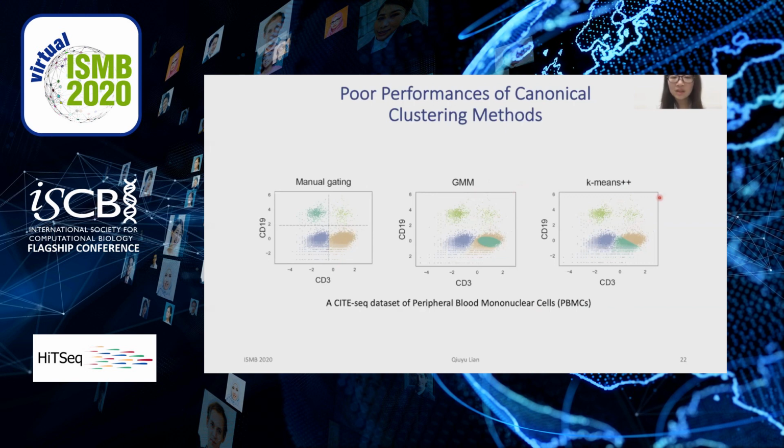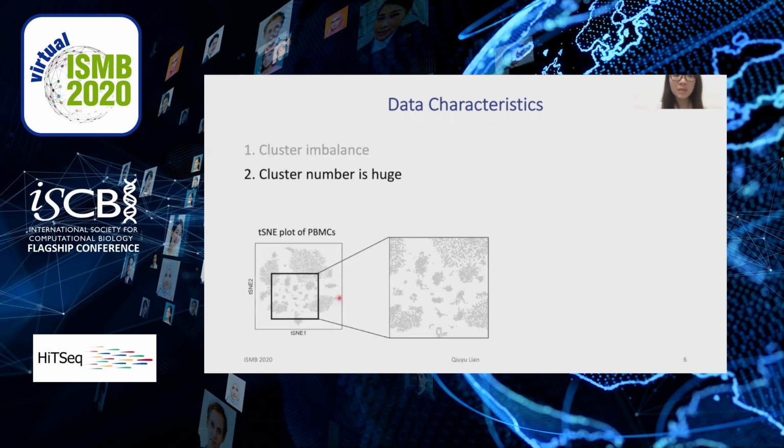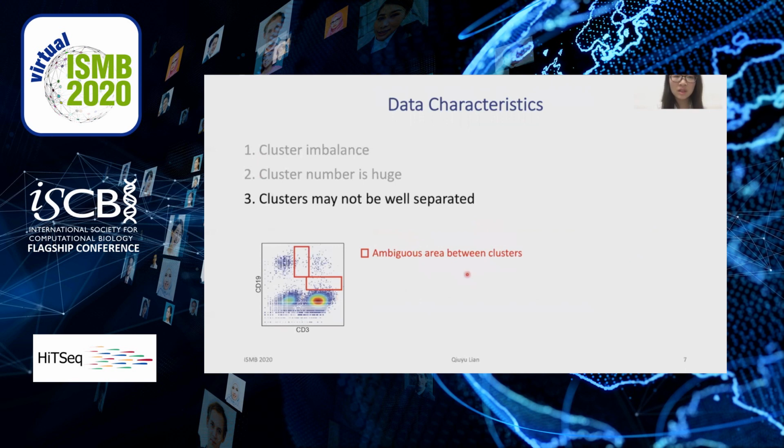That's because in CITE-seq surface marker dataset, there are special characteristics. The first characteristic is the cluster imbalance. In the CD3 versus CD19 scatter plot, the two clusters in the blue box and the red box differ significantly in cluster size. Secondly, cluster number is huge. If we zoom in this t-SNE plot, we'll observe that there are many tiny clusters. Thirdly, clusters may not be well separated. If we compare the top right cluster against the top left cluster and the bottom right cluster, we observe that there are no clearly defined boundaries.